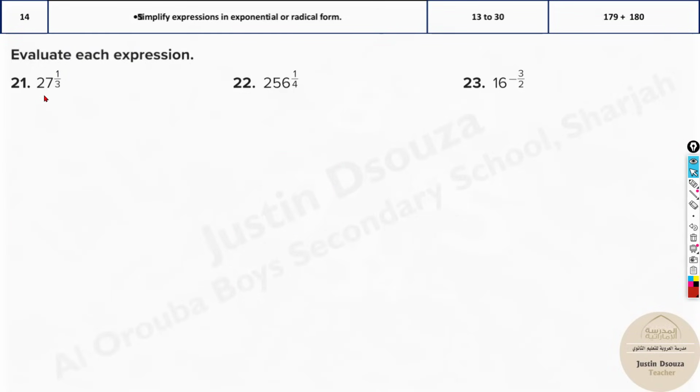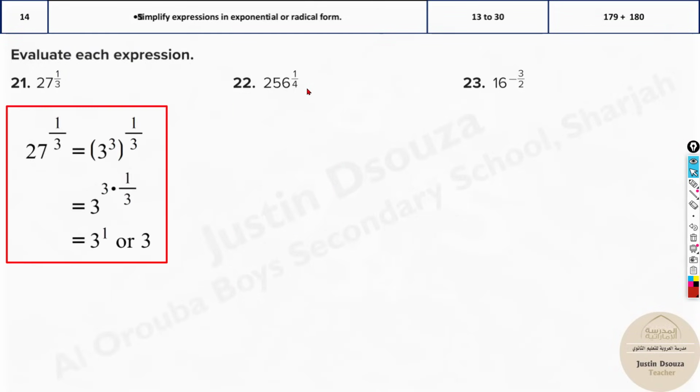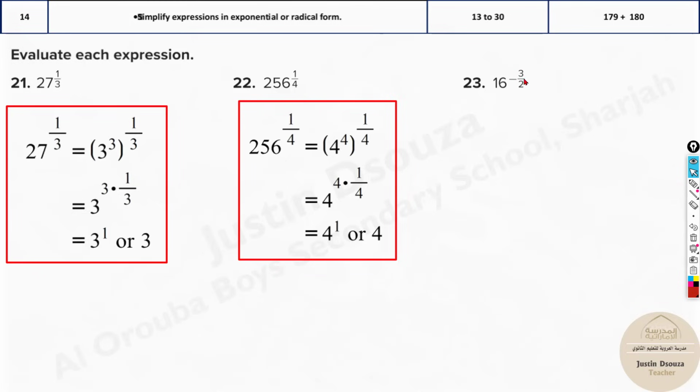Now, these are all straightforward. This is 3, this is 4. You can do this in the calculator directly, but 3 cube is 27. I know 4 to the power 4 is basically 256. If you remember those powers and all, you can easily do it as well.